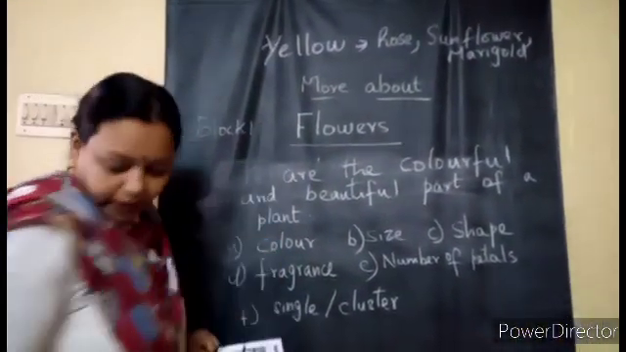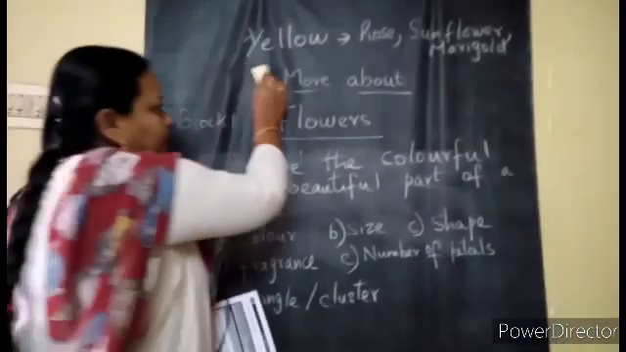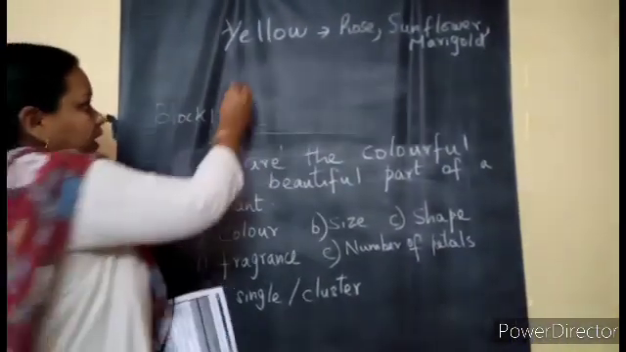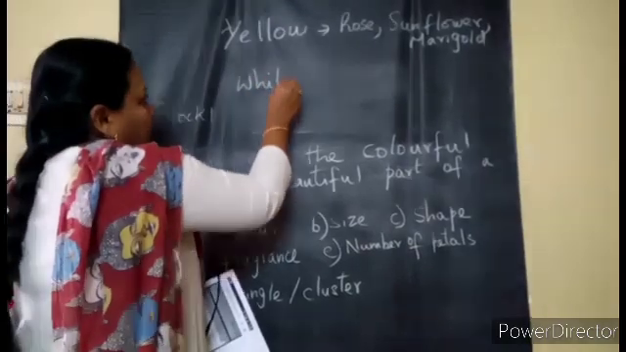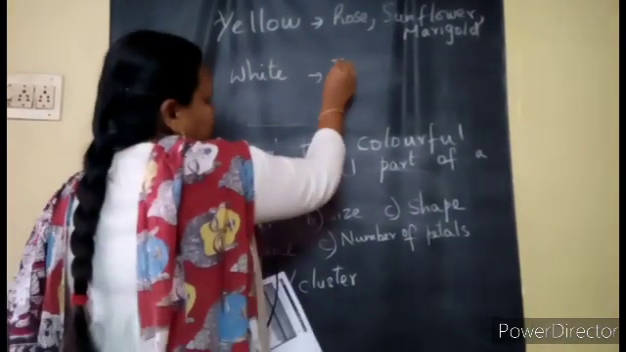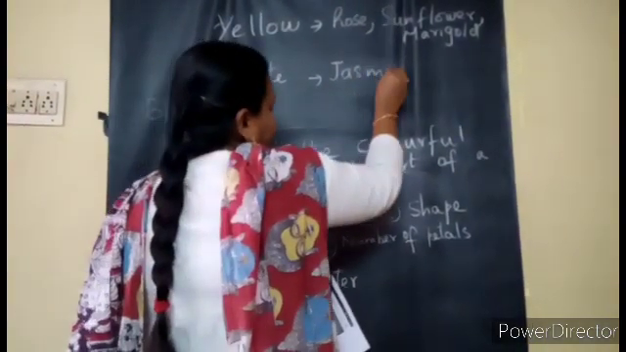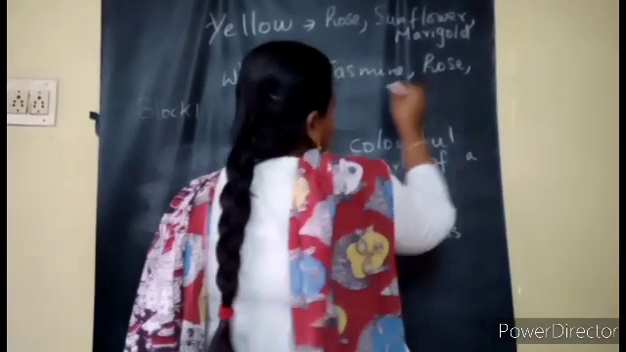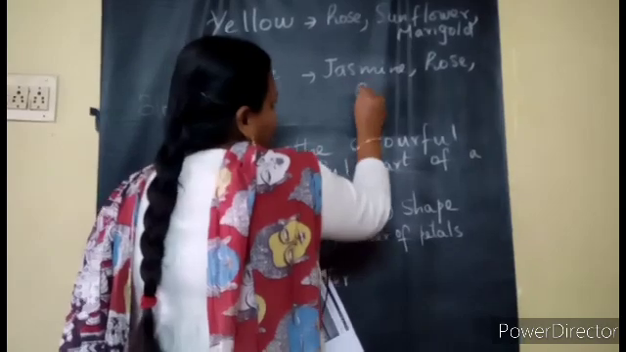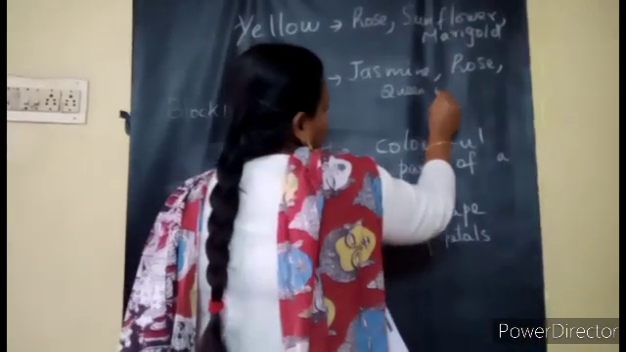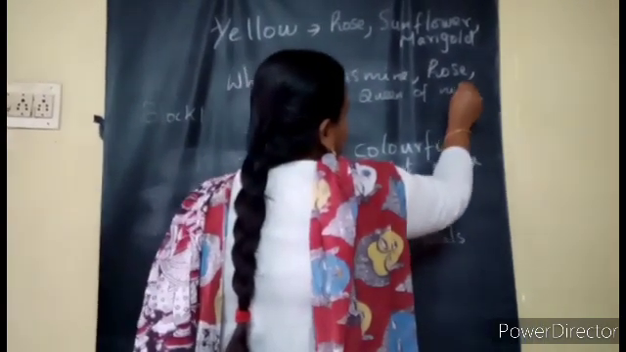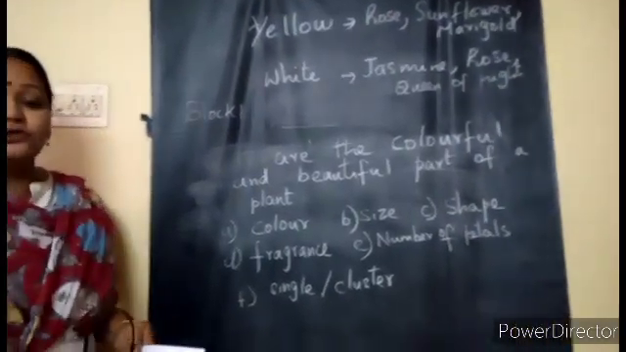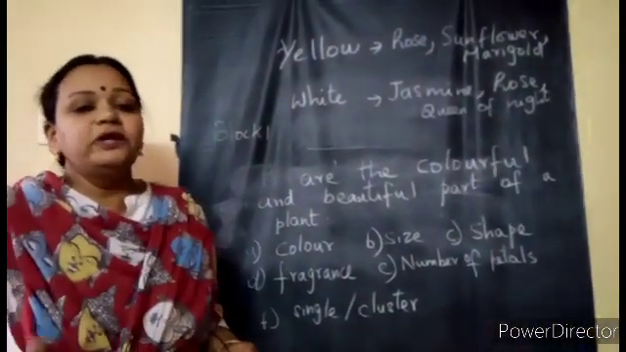And one more color you can take. For example, white. You can write white color. So, what flowers can we see in white? Just now I showed you jasmine. Then even white roses are there. You can include rose here also. And queen of the night, one flower is there. Even lilies you can see in white color. So like this you can add to the list so that you will be familiar with so many different types of flowers.